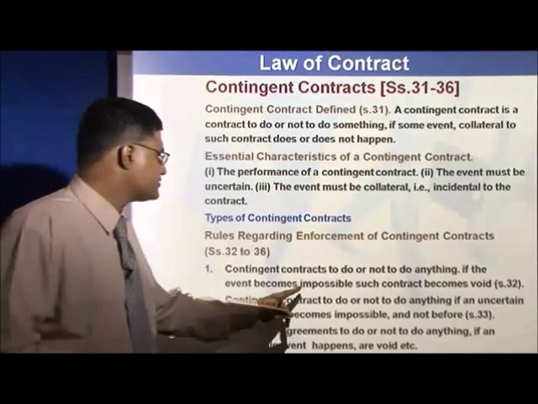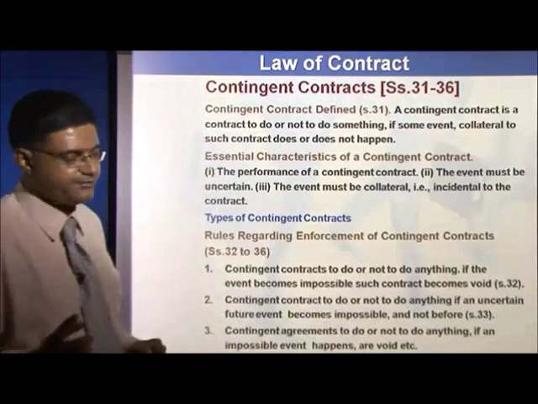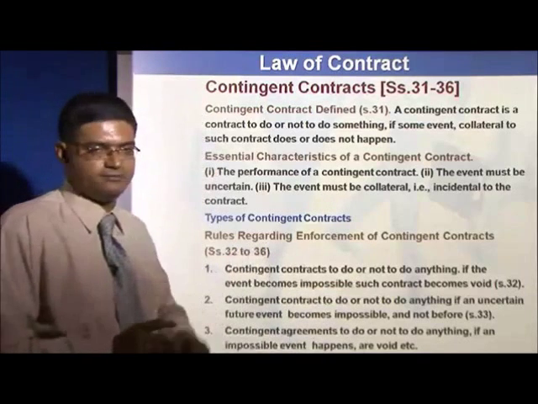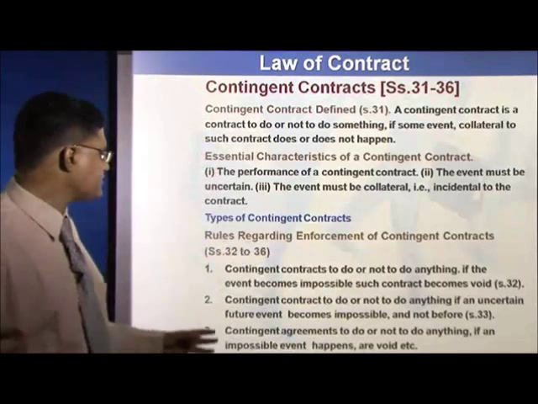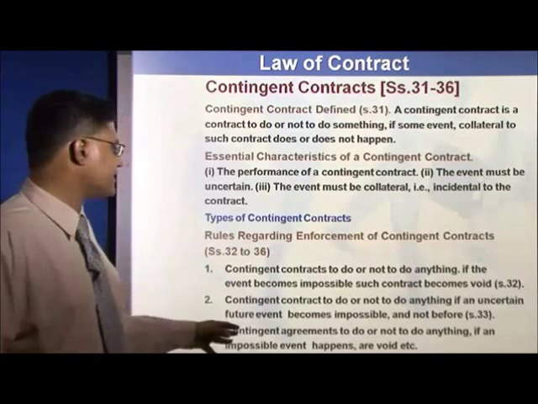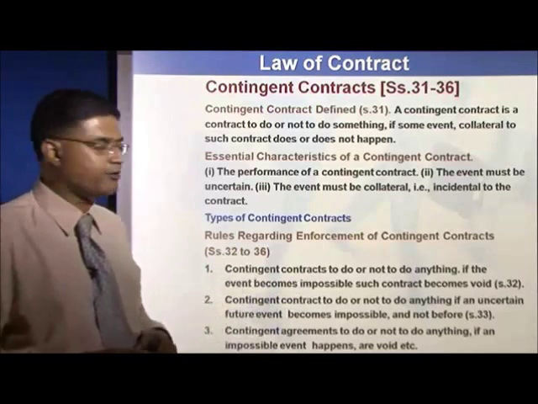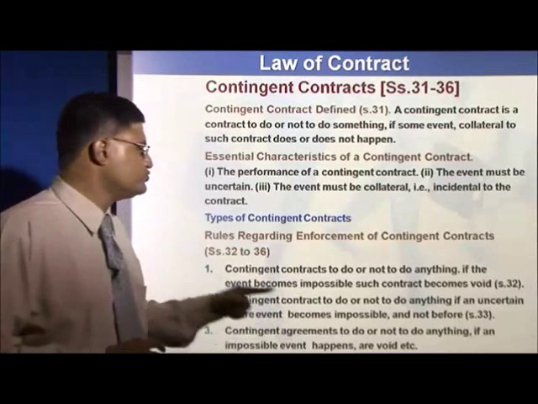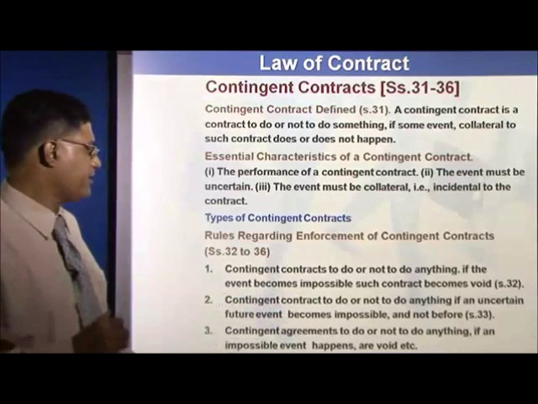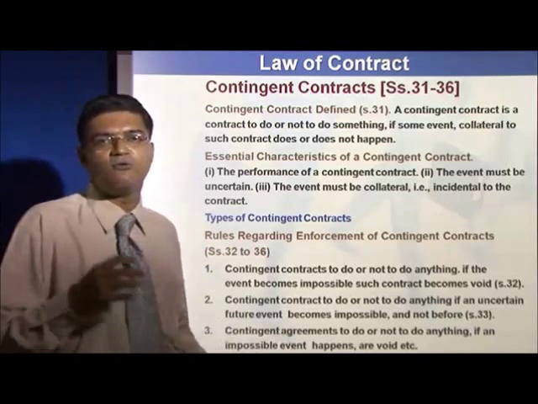Contingent contracts to do or not to do anything if the event becomes impossible, or such contract becomes void. Contingent contract to do or not to do anything if the uncertain event becomes impossible or not before a particular date. A contingent agreement to do or not to do anything if an impossible event happens is void.